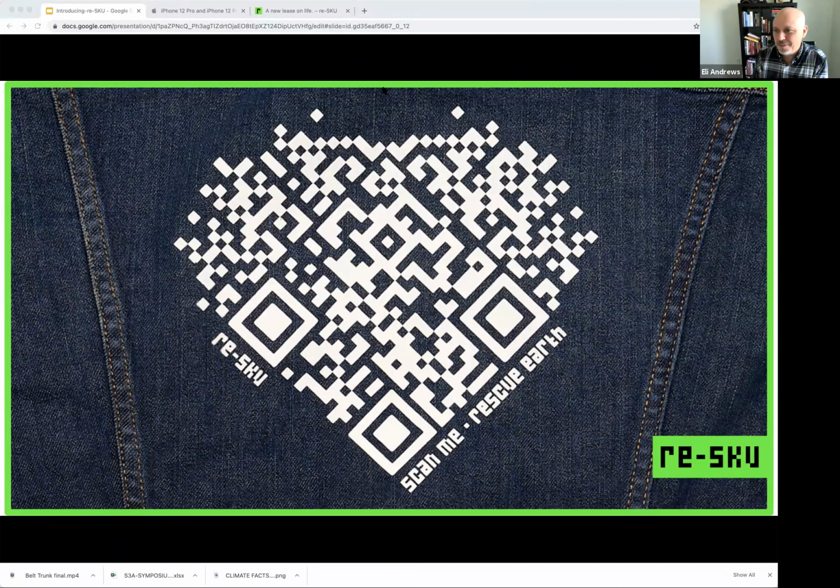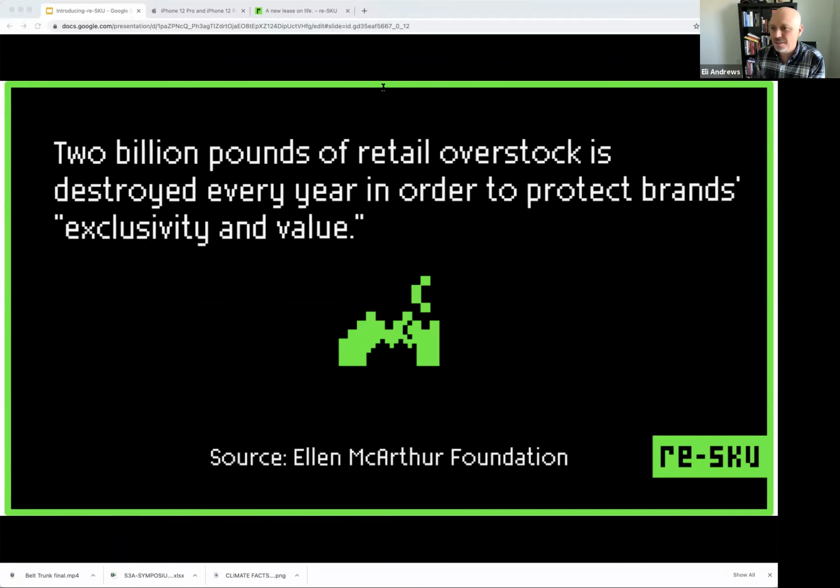We are here today to share news about the birth of a hero. But first, a little bit about why we need a hero. An estimated 100 million tons, and that's 2 billion pounds of retail overstock is destroyed every year. If we could rescue all of that dead stock and get people to wear it instead of buying conventional clothing, the carbon savings would be equivalent to taking all passenger cars off of the road every year in the state of Pennsylvania.